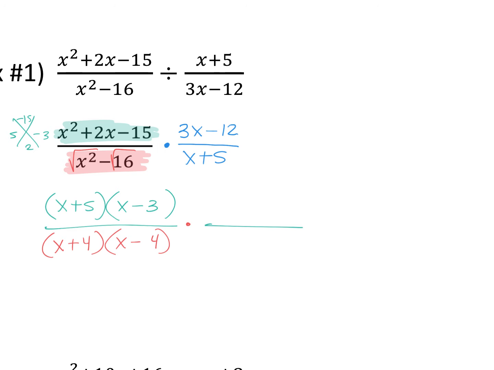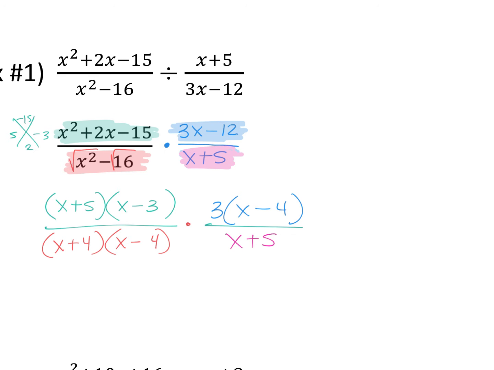Now we take this guy. What do you do with 3x minus 12? Pull out the 3. Factor out a 3, you're left with x minus 4. And then on bottom, we just have something we can't do anything with. Whoops. X plus 5. Okay.